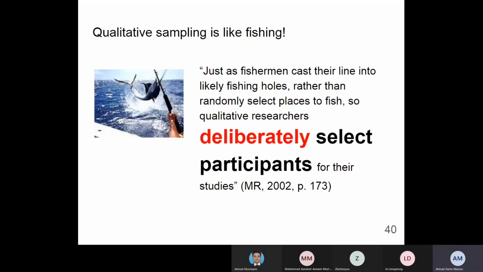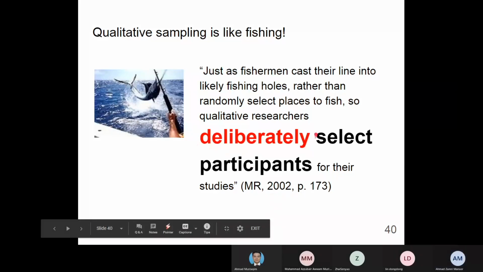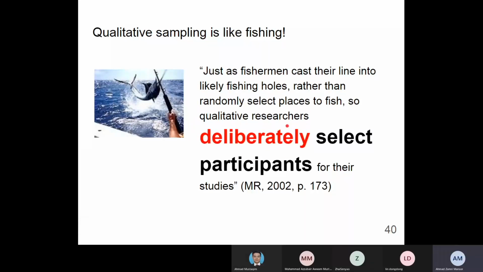Just as fishermen cast their lines into likely fishing holes rather than randomly selecting places to fish, qualitative researchers deliberately, you see, this word is highlighted, deliberately, that means on purpose, select the participants, because they will give you rich answers to your questions. You are fishing there because there are many fish there. Otherwise, you wouldn't go there.